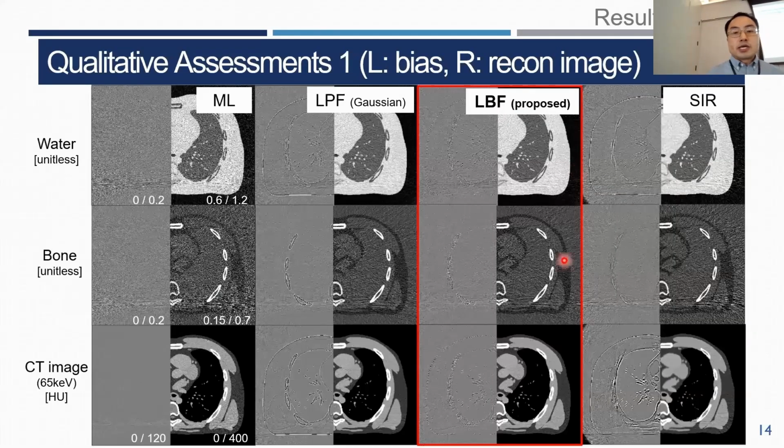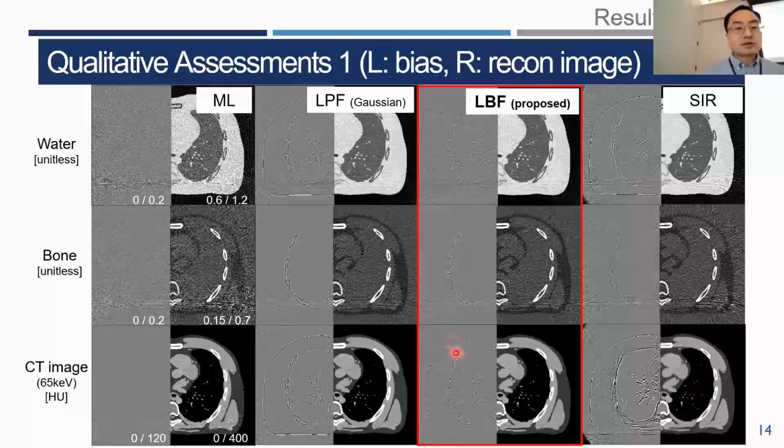So yeah, all three methods reduce the noise, of course, compared to the ML, but you see some strong bias around tissue boundaries. It's an XCAT phantom, but interestingly, it's much better, with just small bias in the proposed method. And if you look carefully, there is a much more blurring effect in the central part in the iterative recon. You can see some strong bias here, in the central part.